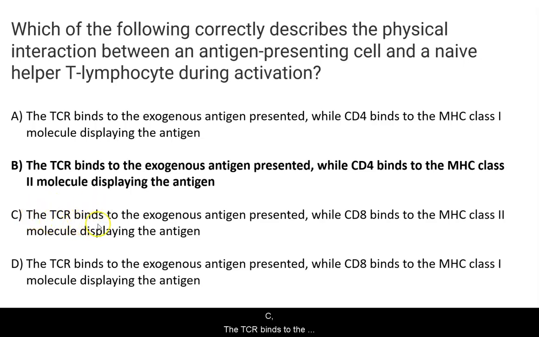C, the TCR binds to the exogenous antigen presented, while CD8 binds to the class 2 molecule. Again, the first part is accurate because we're talking about a helper T cell. But this is wrong for a couple reasons. CD8 is not the helper T cell. CD8 is the cytotoxic T cell. Also, CD8 never binds to the MHC class 2. It only binds to the MHC class 1. And again, D is talking about CD8 cells, which are not the helper T cells. The question is asking about helper T cells.